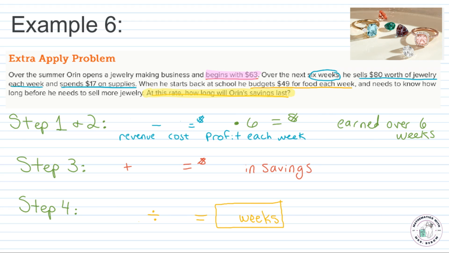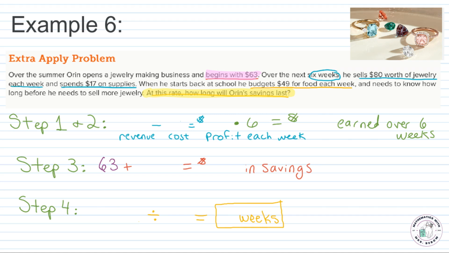So for steps 1 and 2, we're going to basically figure out the profit each week and how much is being earned over the course of 6 weeks. So we begin with $63, right? That information really won't be helpful until step 3, because notice how I have, down here that's going to be the amount in savings. So I'll go ahead and just skip to that one and write down that $63. Again, that was the amount that we already had essentially in our savings.